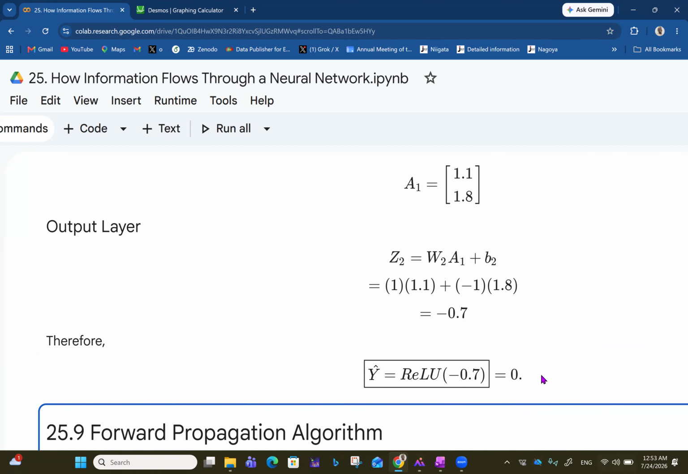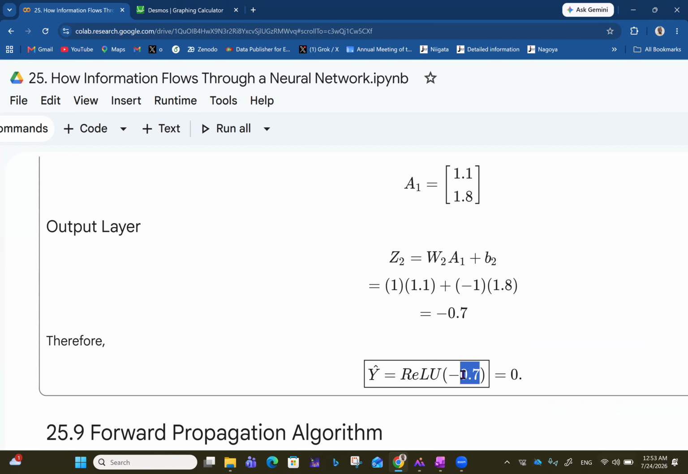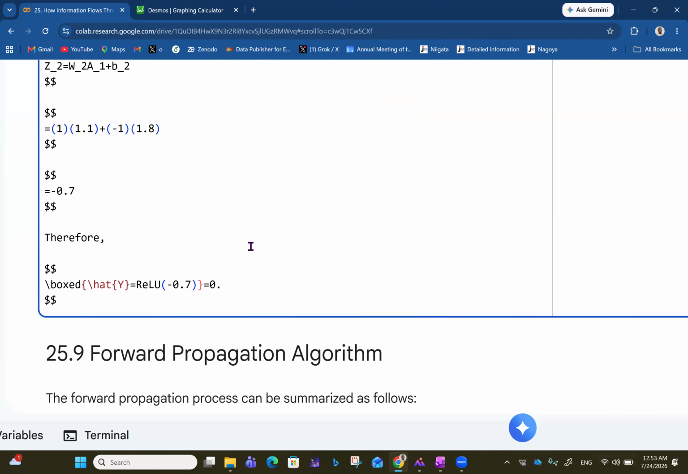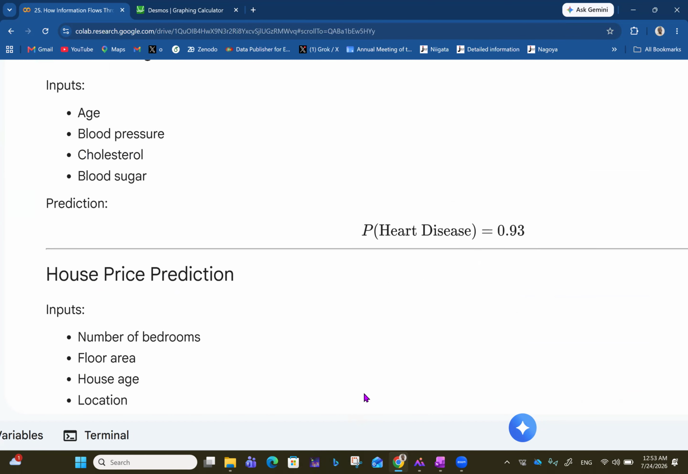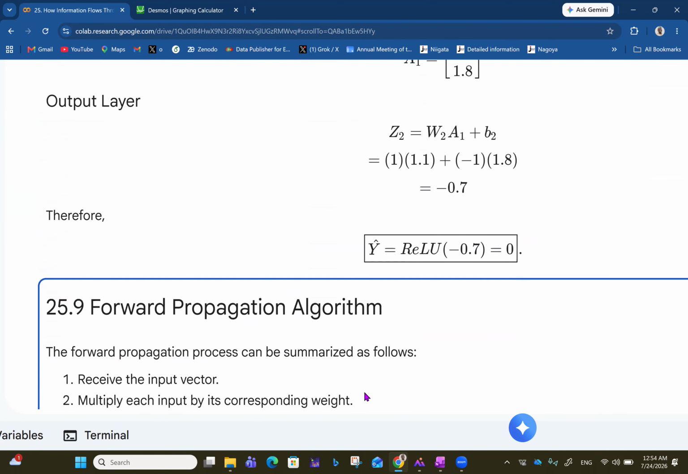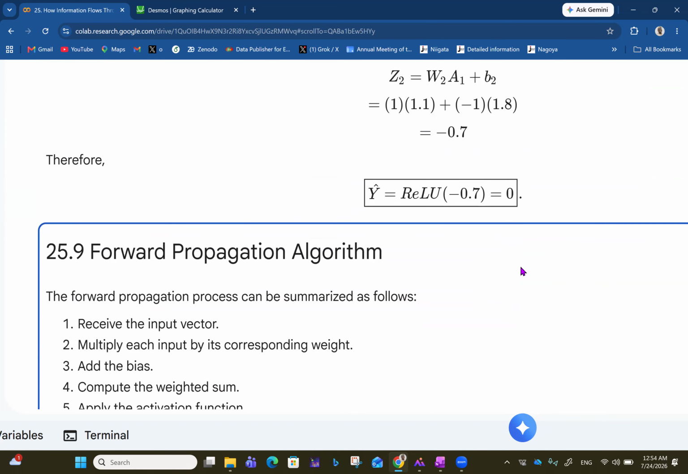So we get 0. It's outside of the box now, so this should still be boxed. Yeah, that's all we have now. If you take the value of minus 0.7, because this is negative, 0 is the answer.